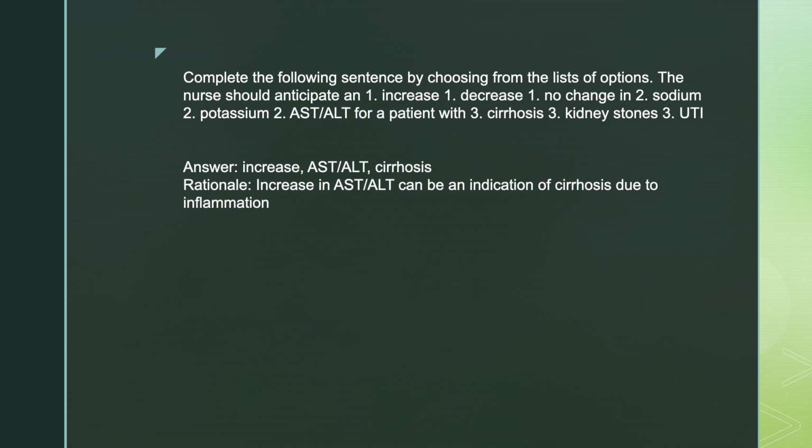Okay, so complete the following sentence by choosing from the list of options. The nurse should anticipate an increase, decrease, no change of sodium, potassium, AST/ALT for a patient with cirrhosis, kidney stones, or a UTI. So the answer here is going to be an increase in the AST/ALT for a patient with cirrhosis is going to be indicated because it will indicate that the liver is inflamed, which is the case with cirrhosis patients.